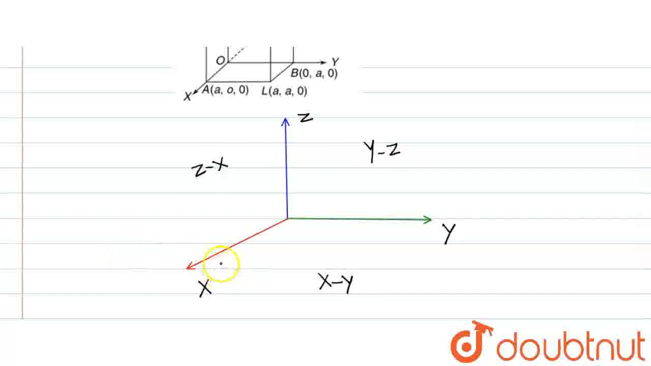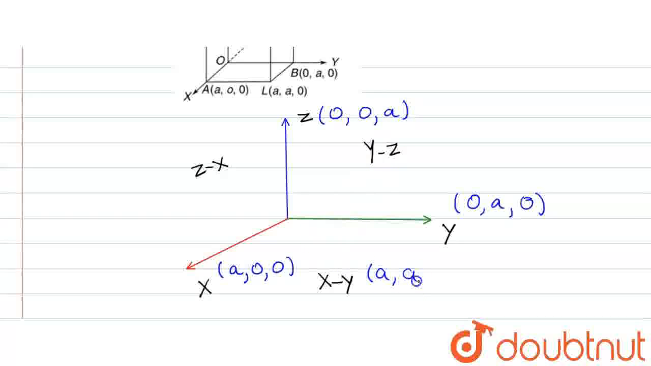On x-axis, the point will be written as A, 0, 0, as this is x, this is y and this is z. On y-axis, it is written as 0, A and 0. On z-axis, it is written as 0, 0 and A. In the xy-axis, it is written as A, A and 0. In yz-axis, we can write 0, A, A. In zx axis, we can write A, 0 and A.